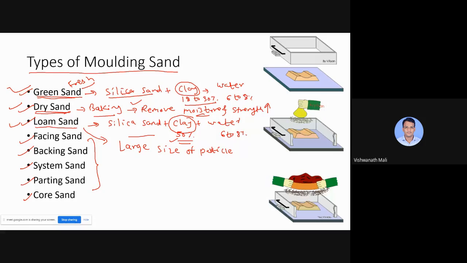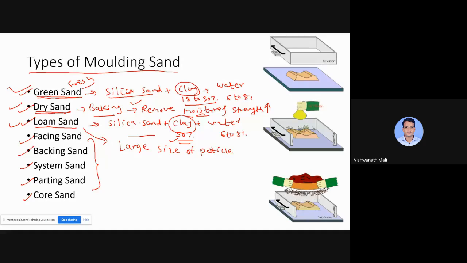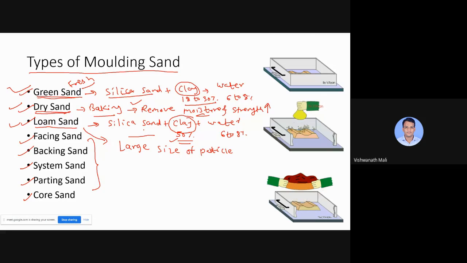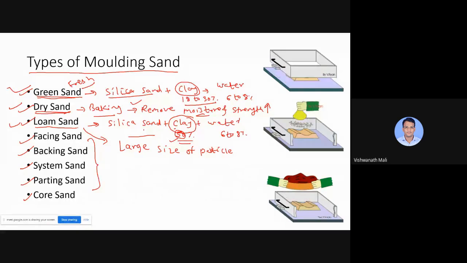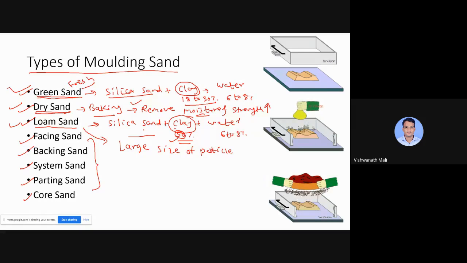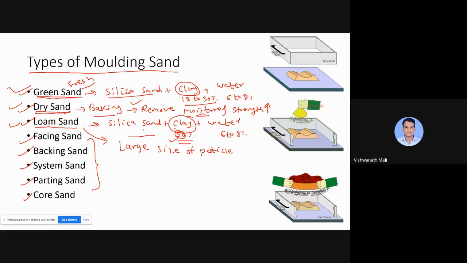So after baking, whatever molding sand we get, that is called dry sand. Right. Then the third type is loam sand. What is loam sand? It is a combination of silica sand, clay, which is 50%, and water, which is 6 to 8%. Here, the clay content is more. When the clay content is 50%, then that sand is called loam sand. And where do we use loam sand? If you remember, we just discussed the skeleton pattern; we use loam sand there. When there is a large casting, then we go for loam sand. Okay, so these are the three types.